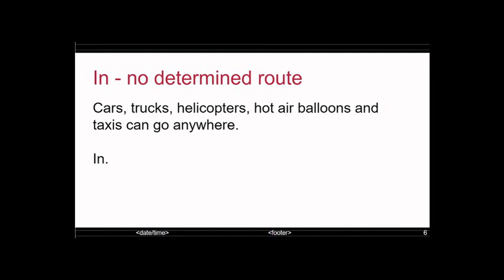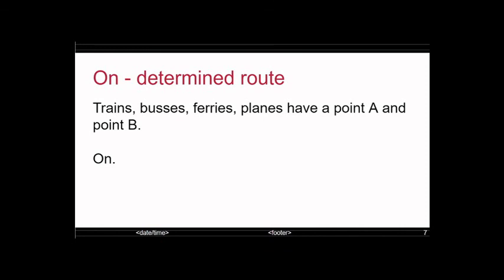Another way to look at it is if there's no determined route. So cars, trucks, helicopters, hot air balloons, taxis, these things can go anywhere. So you can use in with this. On is if there's a determined route, point A, point B. So things like trains, buses, ferries and planes have a point A and a point B. So we're going to use on. That's another way to look at it.